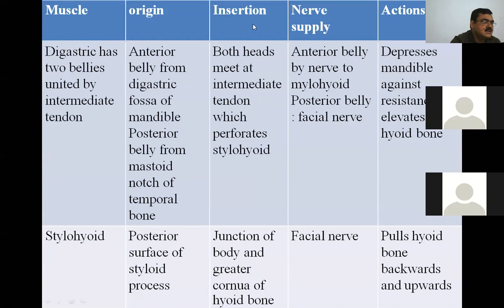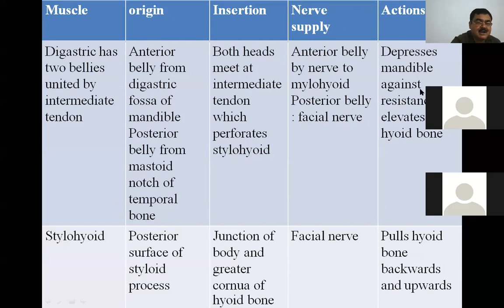Here you can see the origin, insertion, nerve supply, action of these muscles. The digastric has two bellies united by intermediate tendon. The anterior belly arises from the digastric fossa of the mandible and the posterior belly from the mastoid notch of the temporal bone. So anterior belly and posterior belly take origin from these places. And for insertion, both heads meet at the intermediate tendon, which perforates stylohyoid muscle. Nerve supply is anterior belly by nerve to mylohyoid and posterior belly by facial nerve.